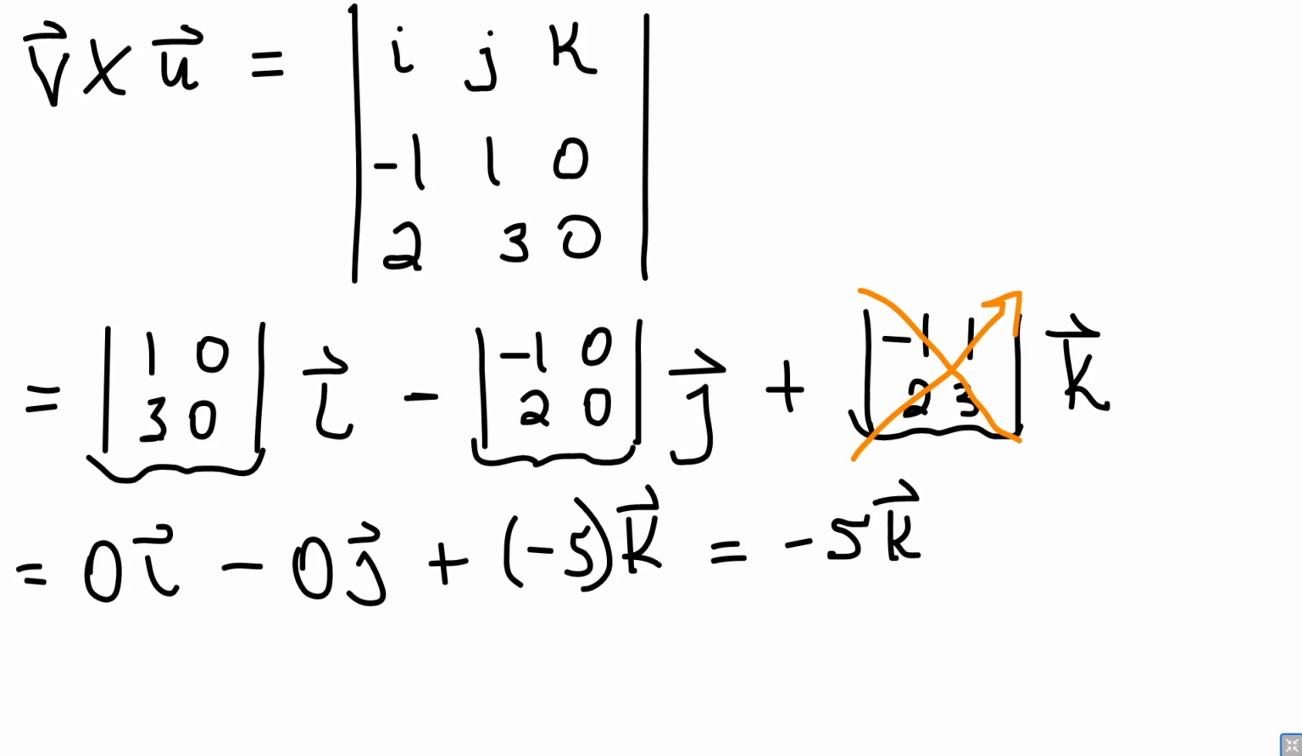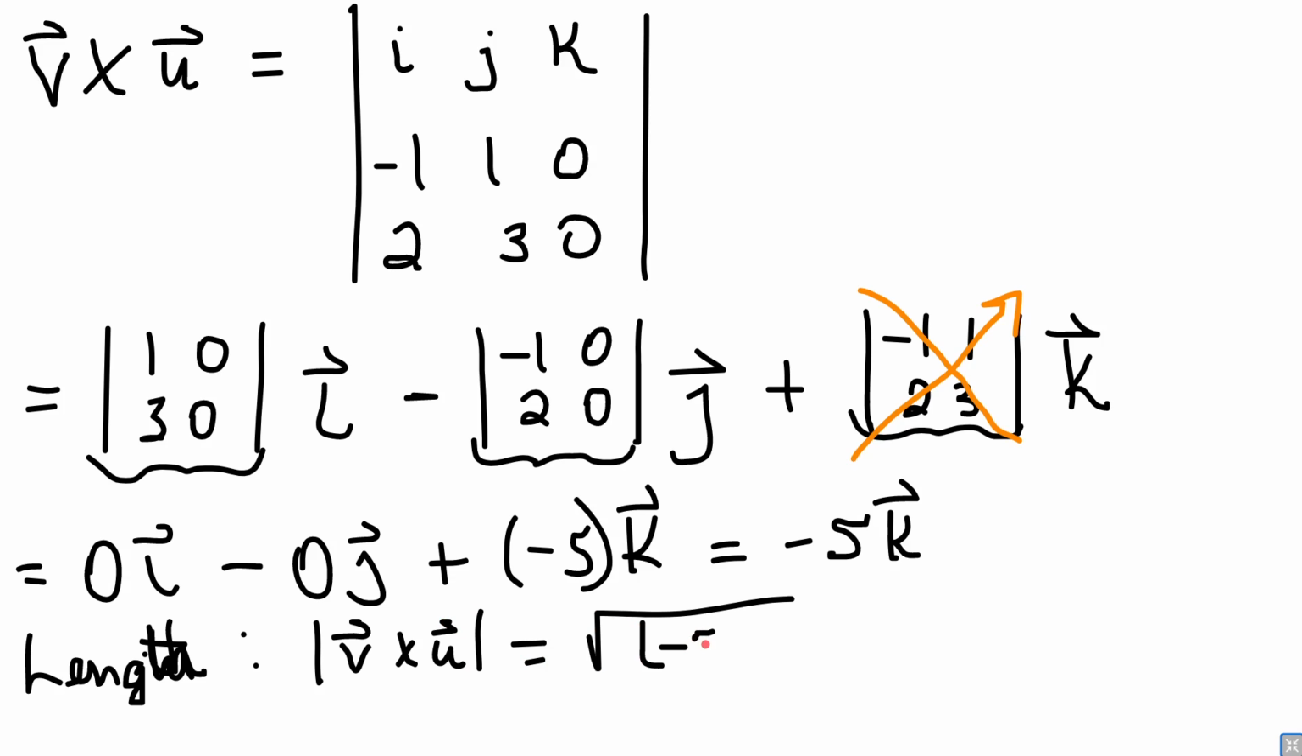So we found that basically our vector for v cross u is going to be -5k. So if we find the length, we're looking at basically the magnitude of v cross u. So that's going to be the square root of -5 squared. So what would our answer be? Yes, it's going to be 5.